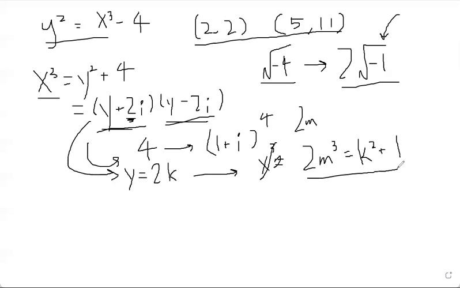Now, how do we solve this equation, right? It seems like we're going on some kind of adventure trying to solve this question. But it won't be too hard. Why is that? Well, another equation, that's just another place to apply our method, right? Now we can factor this again. We get 2m cubed is equal to k plus i times k minus i.